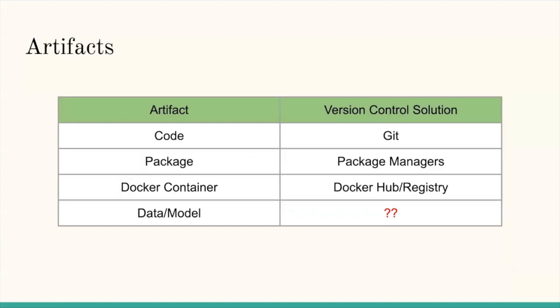Now that you understood how software delivery projects and ML projects are comparable, and what the other two dimensions in ML projects to be handled are, we understand the need for version control. If you see artifacts in both the projects, most of the time it's code, for which you have version control as Git. For packages, there are multiple package managers. If it's a Docker container, you have Docker Hub or a registry to build your image and version it. For data and model, what is there?